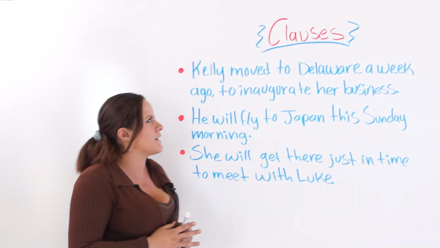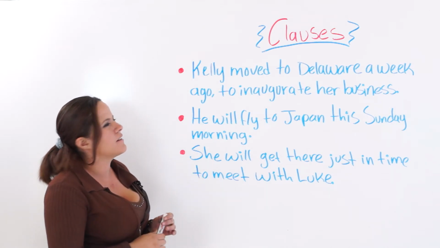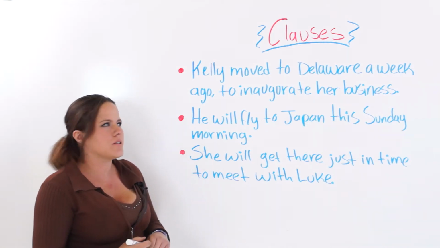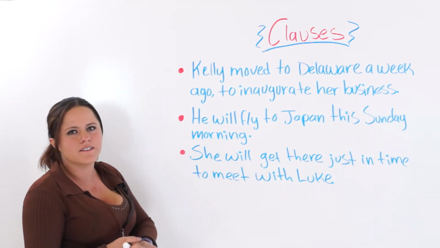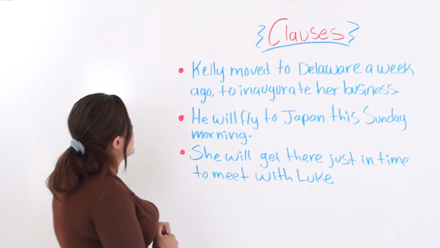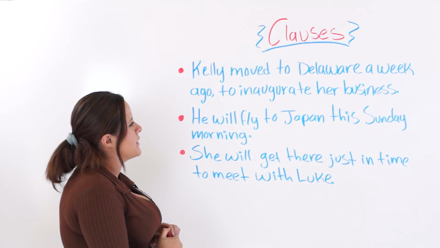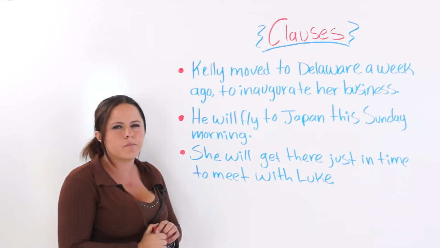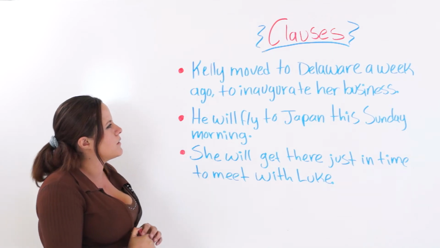Moving on to some practice now. All right, so clauses. You are going to help me circle the independent and dependent clauses. So help me identify them. The first one says, Kelly moved to Delaware a week ago to inaugurate her business, to open up her business. Inaugurate. Kelly moved to Delaware.